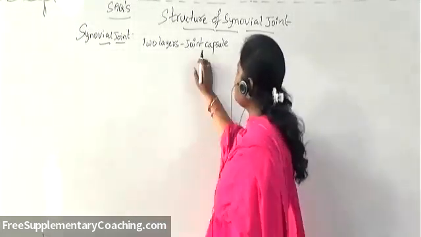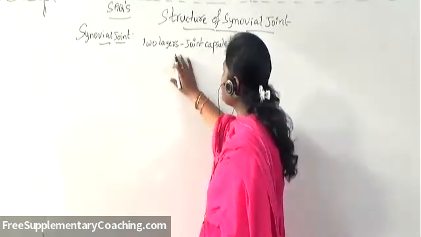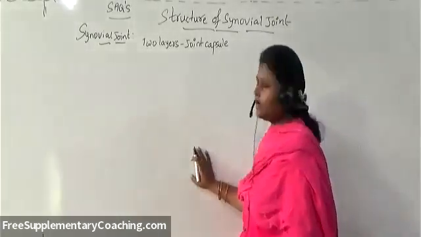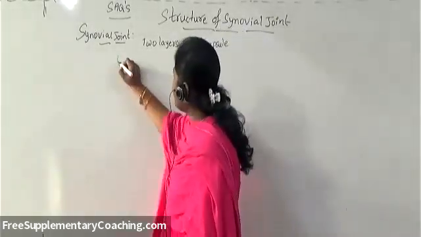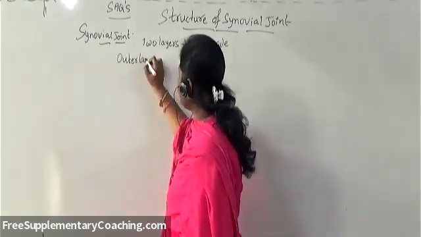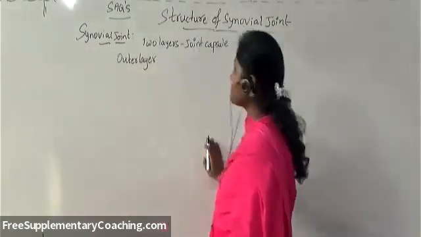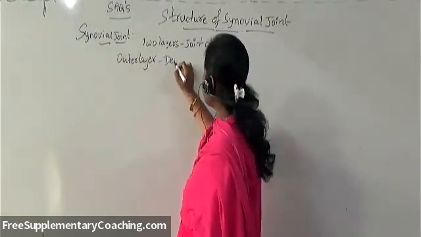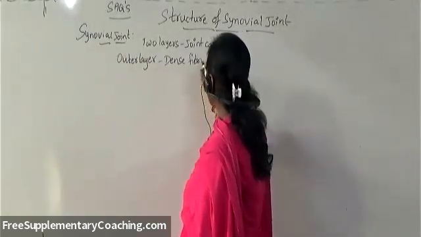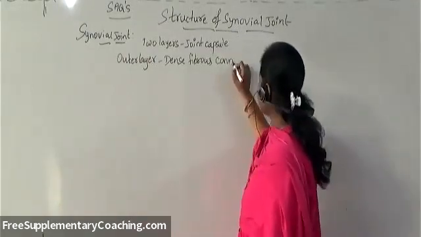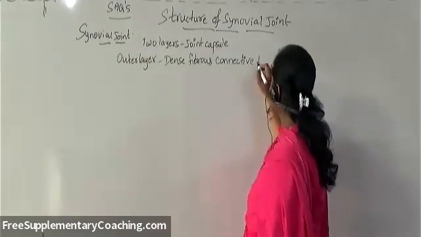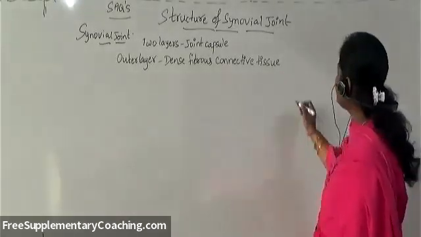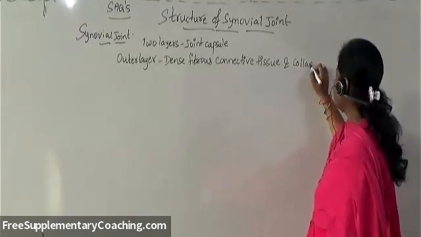Now the two bones are covered by two layers, which together form the joint capsule. In these two layers, the first one is called the outer layer. This outer layer consists of dense fibrous connective tissue. So the outer layer is made up of dense fibrous connective tissue and collagen fibers.